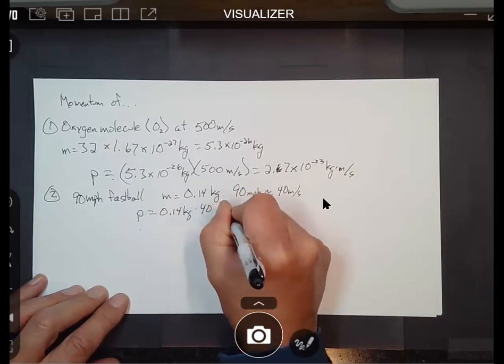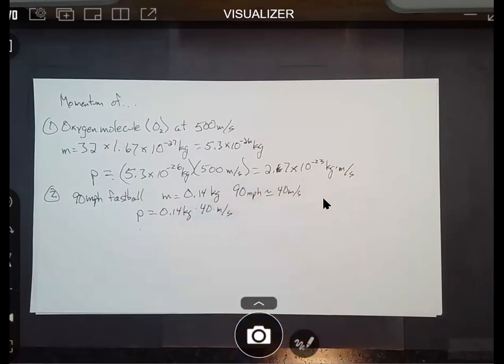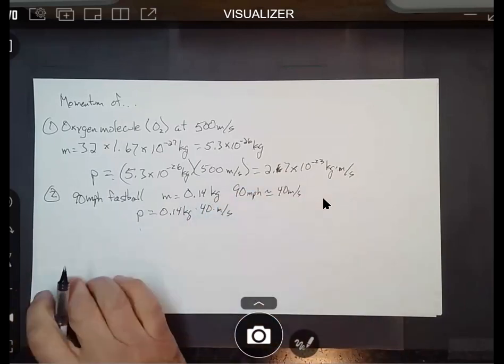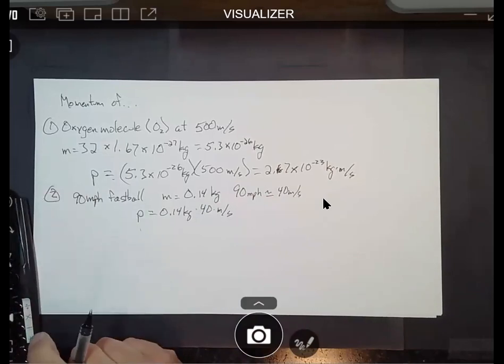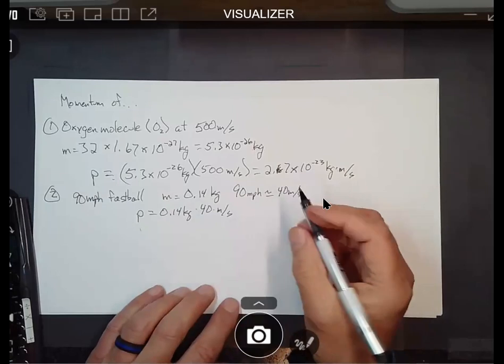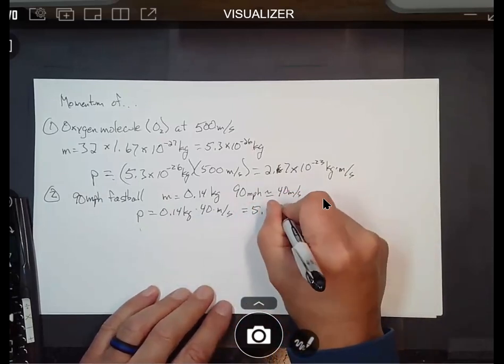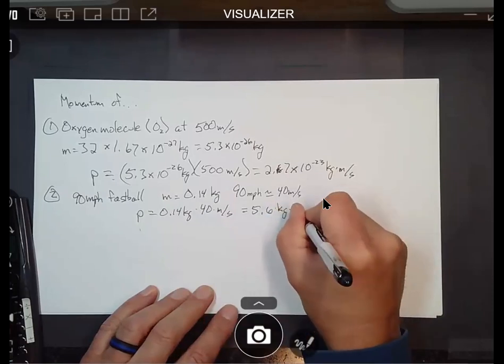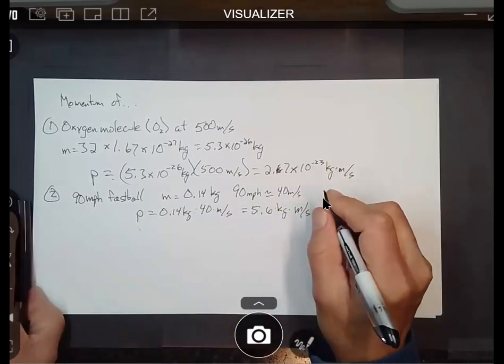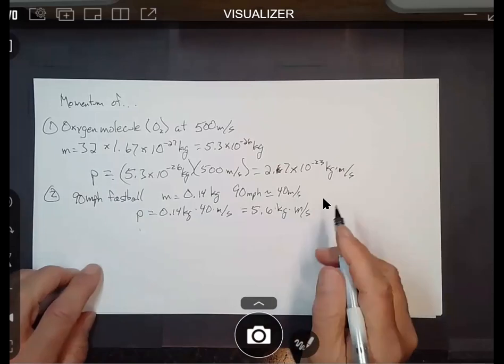Might be able to do this in your head, huh? How about 5.6 kilogram meters per second? Could you get that? Maybe. Gonna check it just to make sure. Yep, 5.6. Okay, so that's maybe a little more familiar.